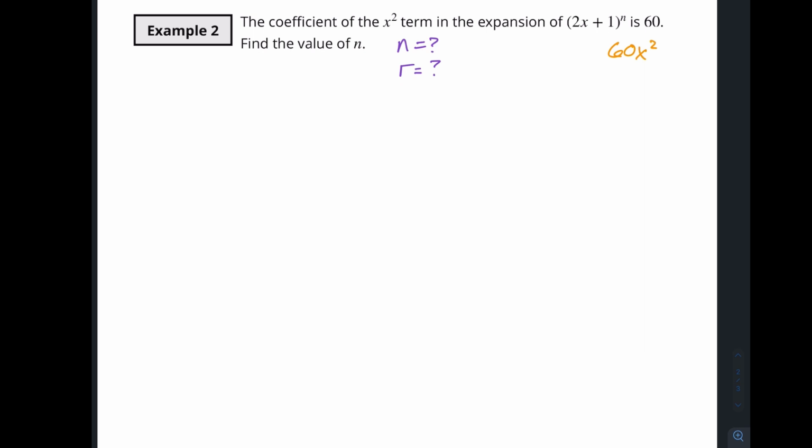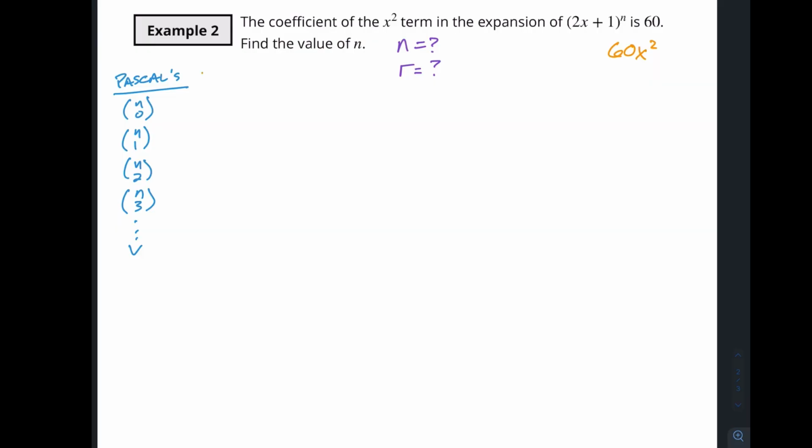So let's think about how the expansion works out. If we were to think about this in general terms, we would have Pascal's triangle, and that would take us from n choose 0, n choose 1, n choose 2, n choose 3, and so on. That's going to keep on going forever. And then we know our first term, our A term, is going to start at our n value and go down. So as we expand our A value, that's going to go from 2x to the n power, 2x to the n minus 1 power, 2x to the n minus 2 power.